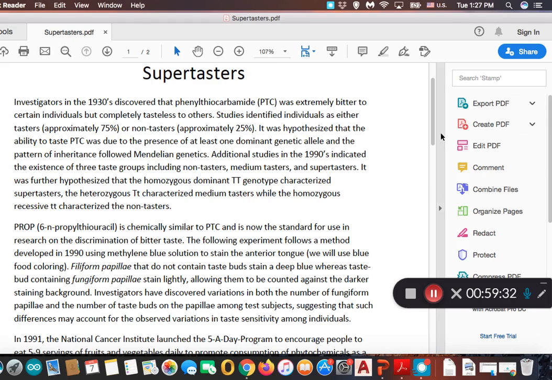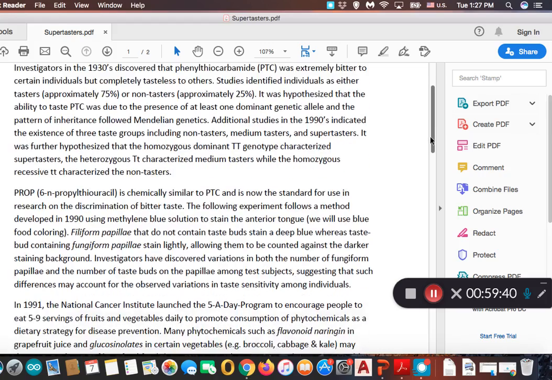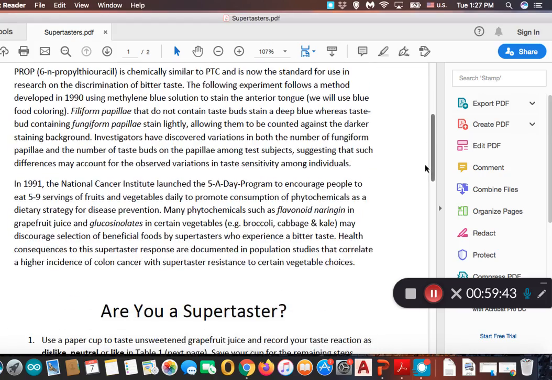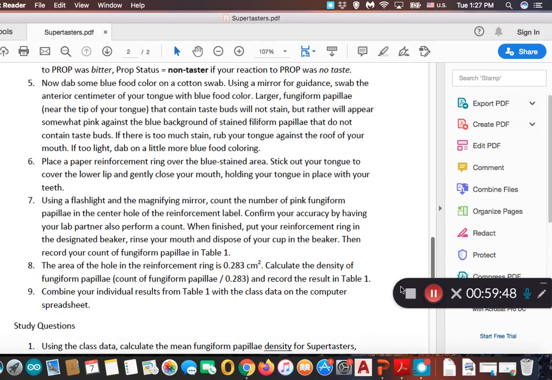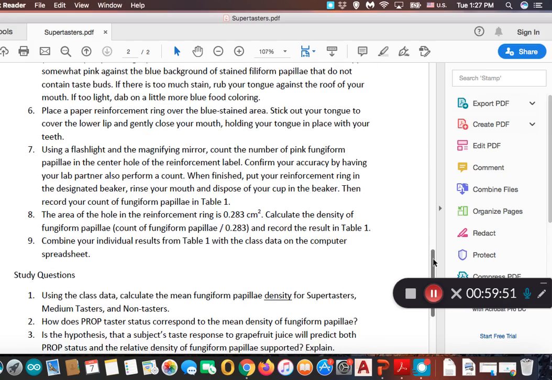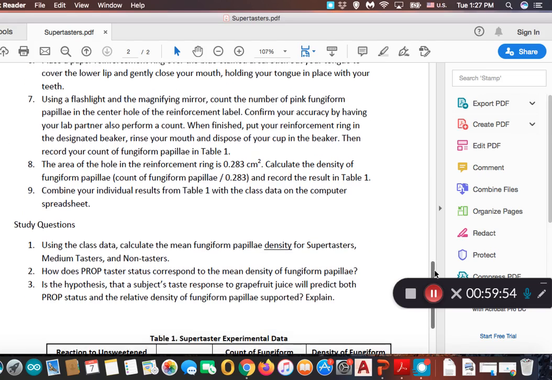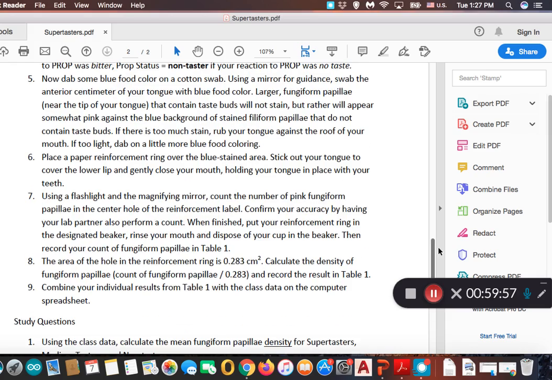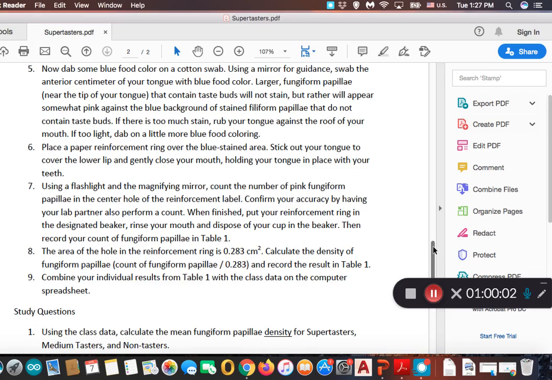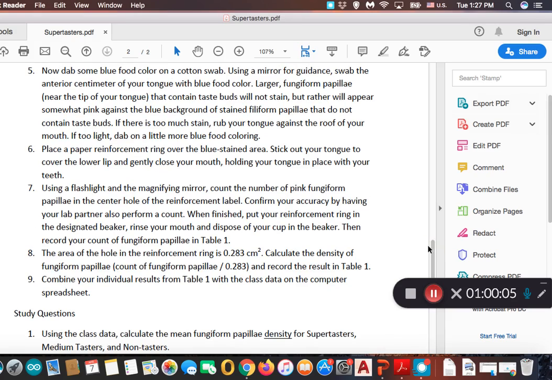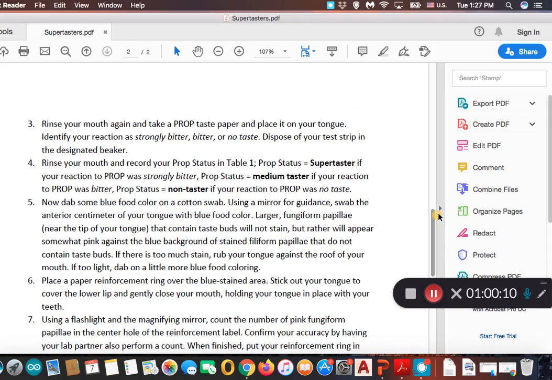Those super tasters are very sensitive to the chemicals that can cause the taste sensation. You can do these small experiments. Since we now do online teaching, we cannot do this test in our classroom. If you guys are interested, you can do these experiments, and this will help you understand the taste sensation.